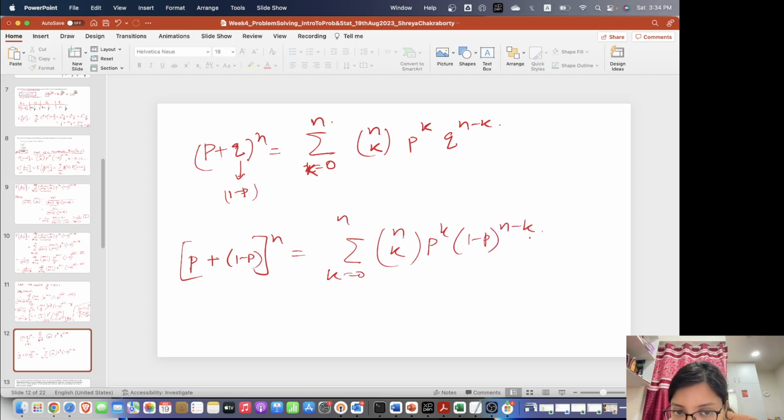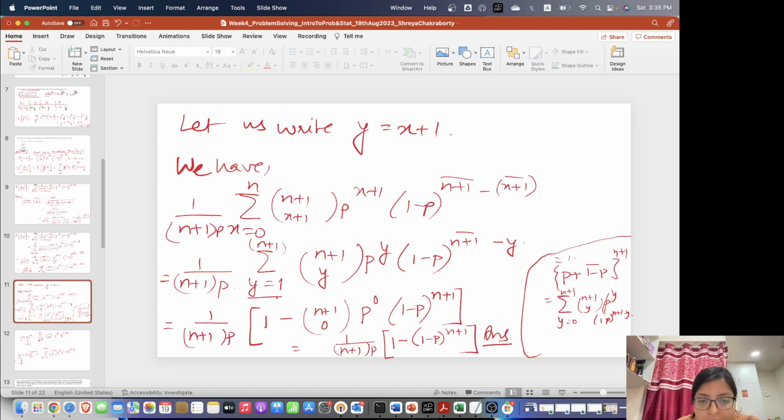Now say instead of n we have n plus 1. So then this n plus 1 will come everywhere. Okay. Now this thing, p plus 1 minus p, that is p plus q, will always be equal to 1. So this entire thing will add up to 1, right, from k equal to 0 to n plus 1. But if you see carefully here, what we have is y from 1 to n plus 1. If we include the 0th term in this equation, then we would have ended up at 1.